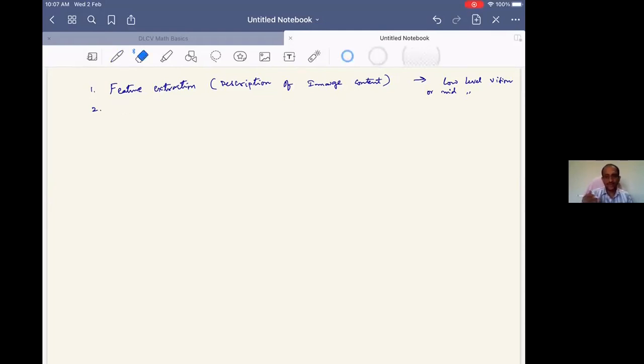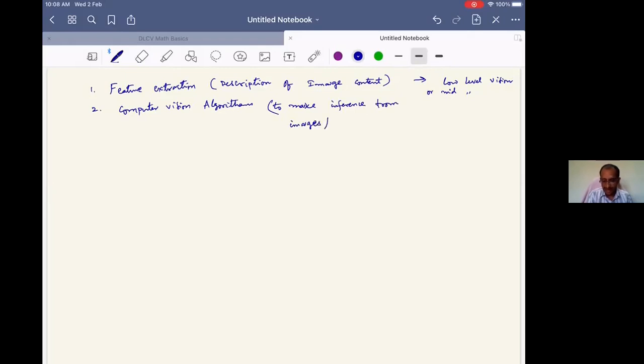After we understand how feature extraction is done, then we discuss different computer vision algorithms to make inference from images or image content or a sequence of images. Okay, so this is a high level task.